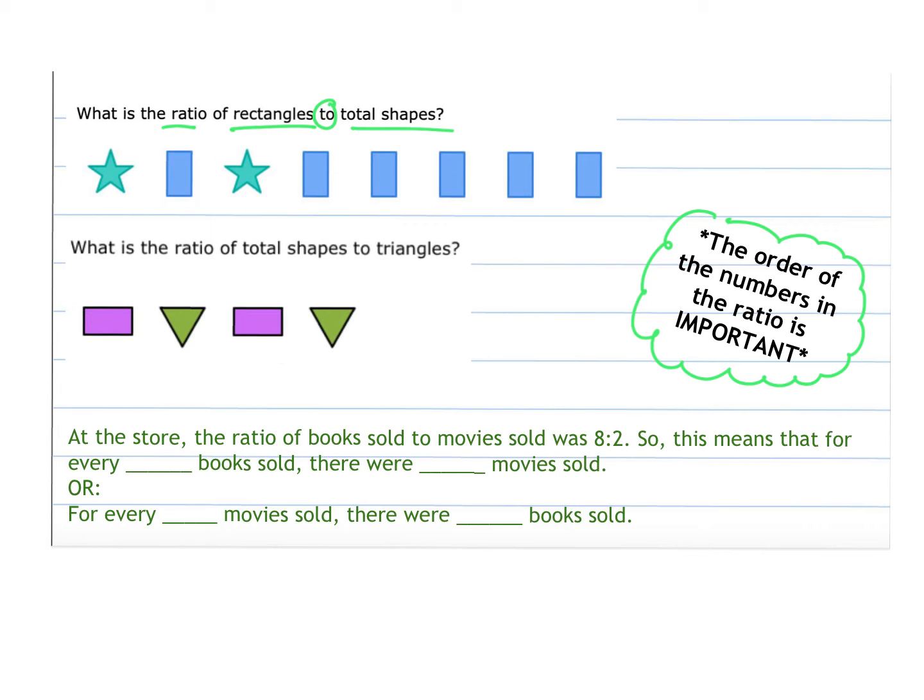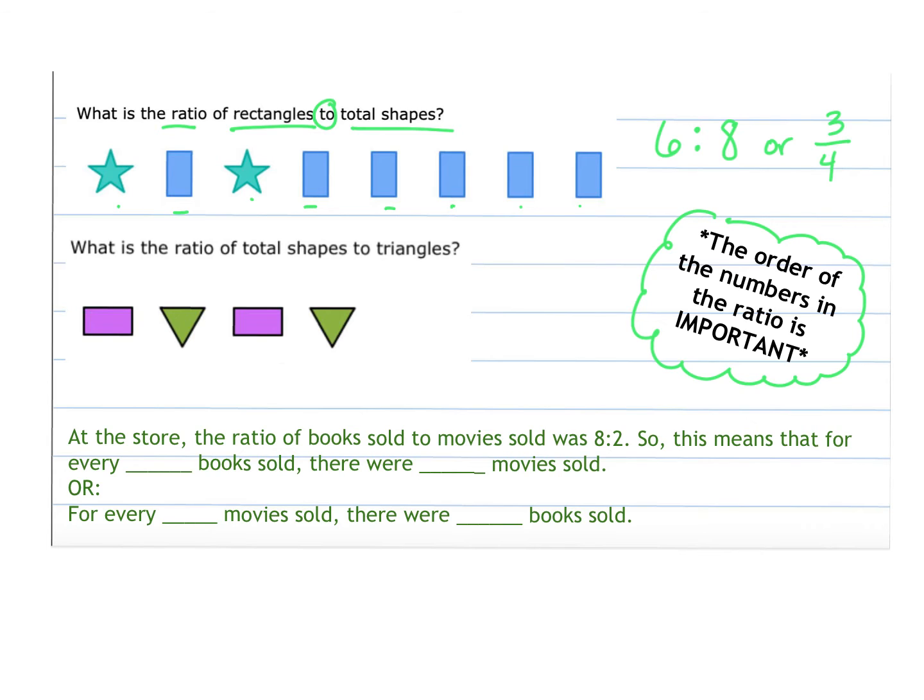So I count my rectangles. I have 1, 2, 3, 4, 5, 6 of them. 6 rectangles to how many total shapes? Well, I have 6, 7, 8 total shapes. There's 2 additional ones, so that's 8 total. Or I'd write that as 3 to 4. And again, you can write that with the word to also, but it should be that simplified version. See if you're ready for the next one.